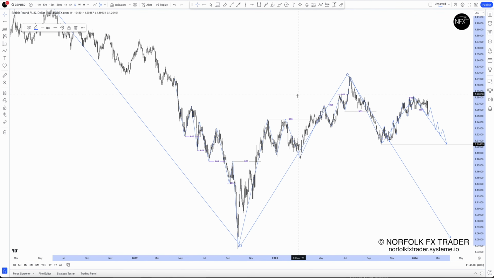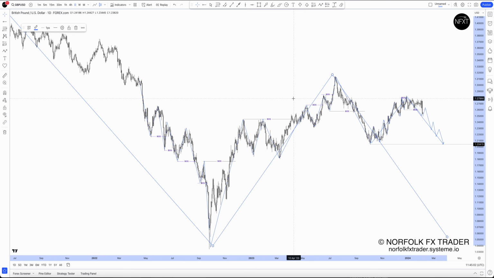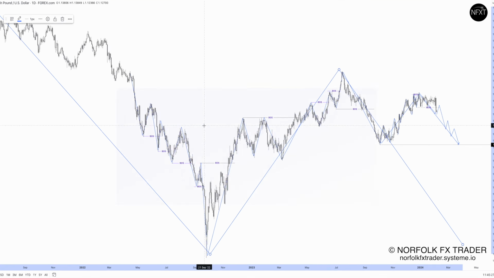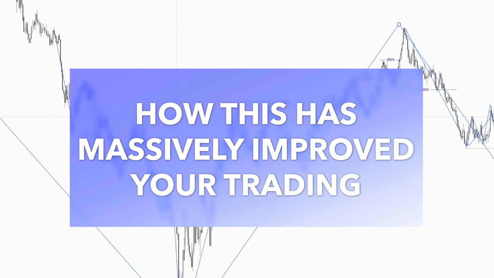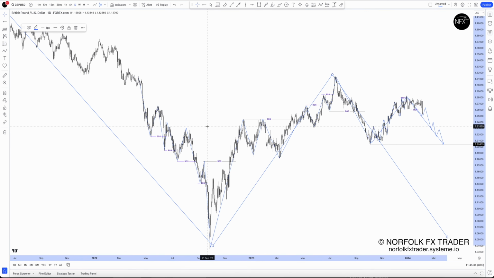And when you combine all this together, this is just one time frame. Get your head around this for a moment. Imagine having multiple time frames using this type of method. Once you understand the way to apply structure in the market, the way to map it out correctly, once you can do this, go away, do an exercise, come back, leave a comment on this video and tell me how this has massively improved your trading by creating these structure points on your charts.